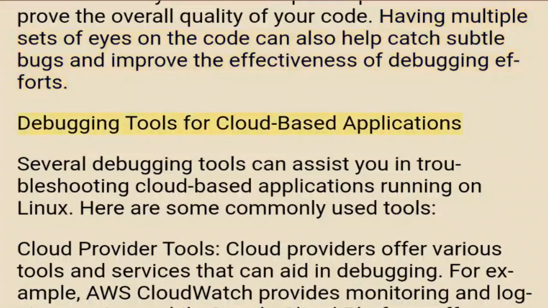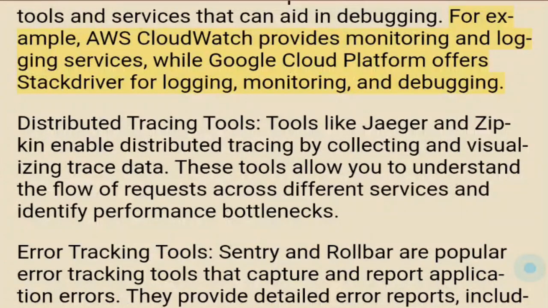Debugging tools for cloud-based applications. Several debugging tools can assist you in troubleshooting cloud-based applications running on Linux. Here are some commonly used tools. Cloud provider tools. Cloud providers offer various tools and services that can aid in debugging. For example, AWS CloudWatch provides monitoring and logging services, while Google Cloud Platform offers Stackdriver for logging, monitoring, and debugging.